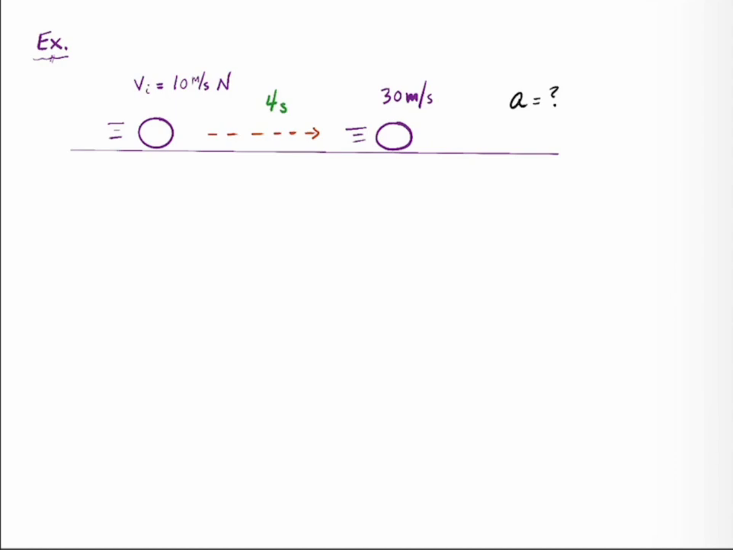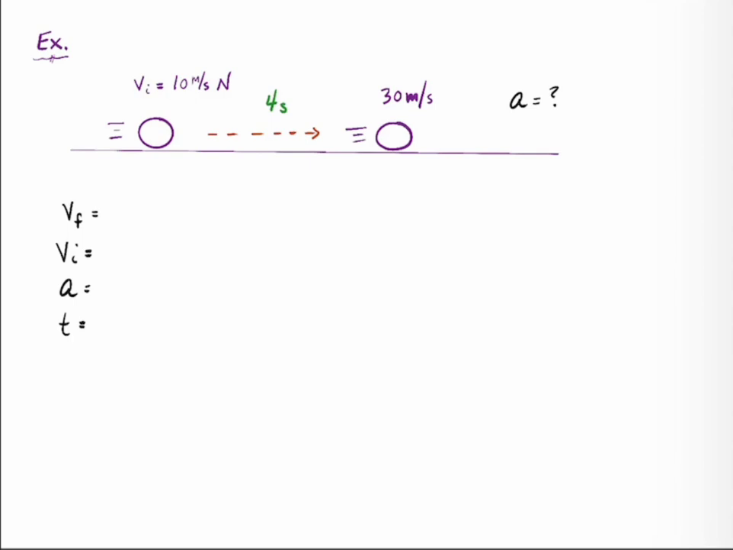So something happened. Somebody kicked this ball, somebody pushed it along, and it increased its velocity from 10 meters per second in the northward direction to 30 meters per second in the northward direction. And this question asks us to determine what acceleration that ball experienced. So moving forward, the general recommendation as we get to these equations that are a little bit more elaborate is to list out all the information that you're given.